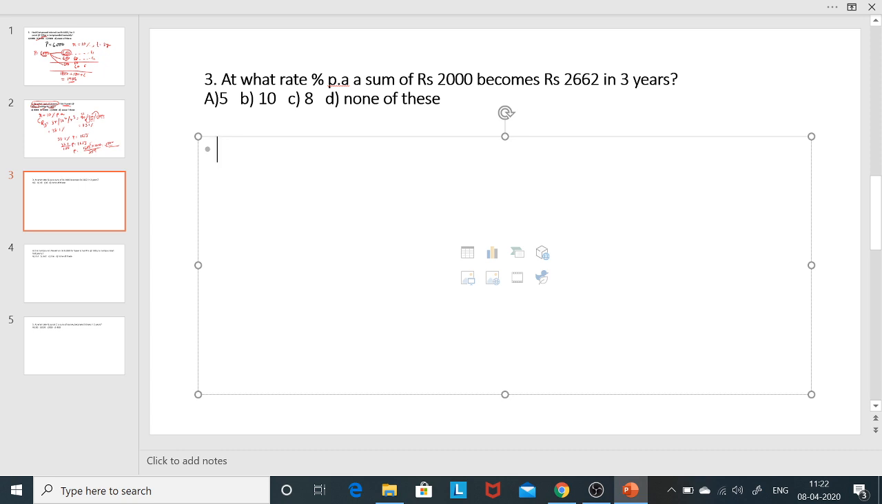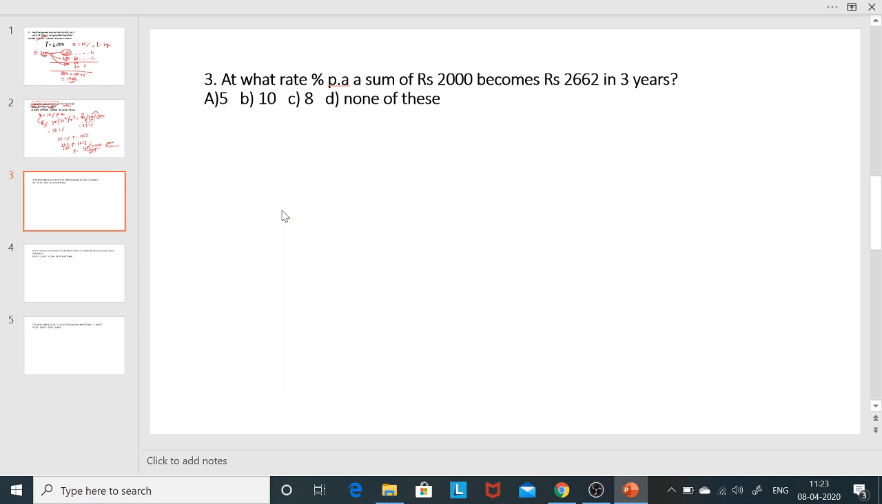Here in this question we have been asked to calculate the rate of interest per annum. At what rate percent per annum does a sum of rupees 2000 become 2662 in 3 years? Options: A is 5, B is 10, C is 8, and D is none of these. If anybody has answered this question, they can answer in the live chat box. Here your principal is given. So what is the best approach to solve this question?